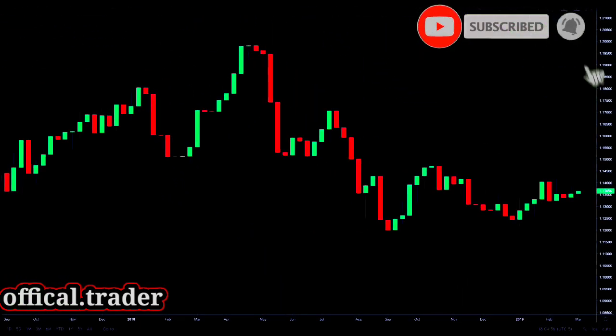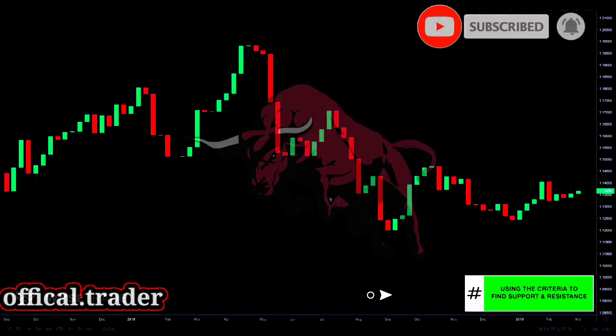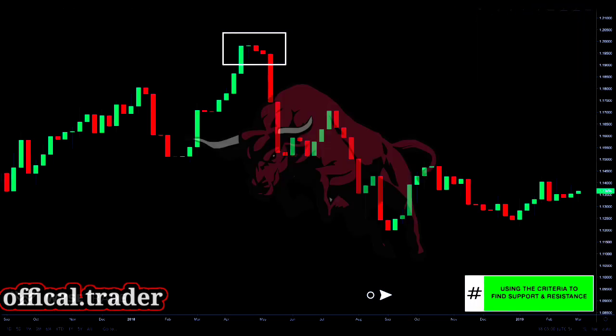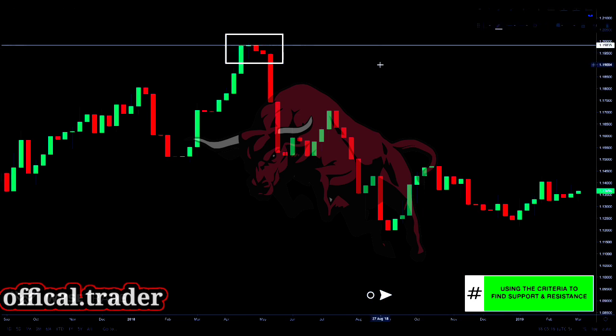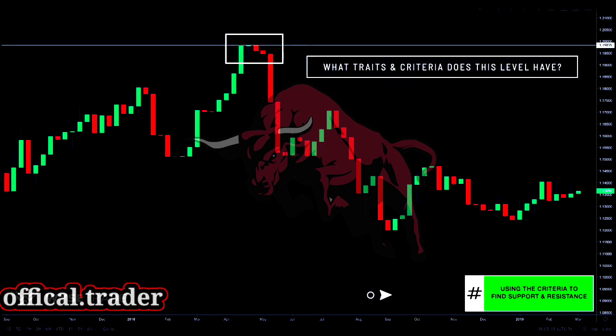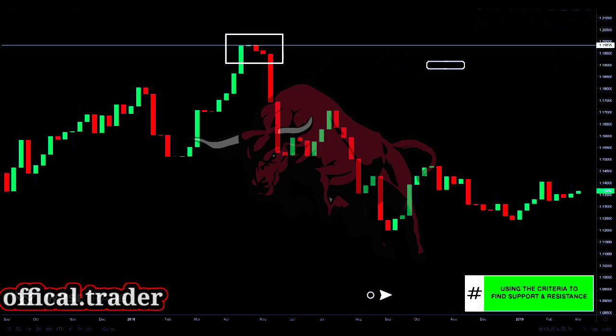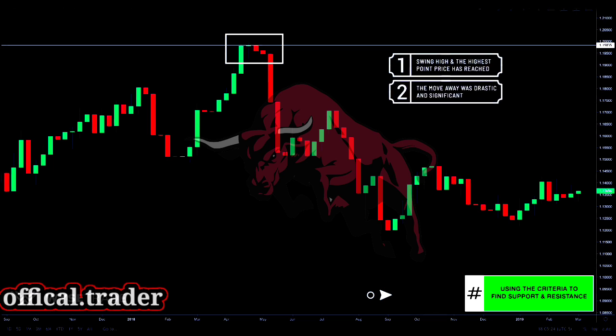Here's the Euro Swiss, and again, starting from the top, we notice this level here where price came up, hit and reversed from, so we draw it in. So again, what criteria does this level satisfy? 1. It is the extreme swing high. 2. The move away was drastic. And 3. The level is obvious.